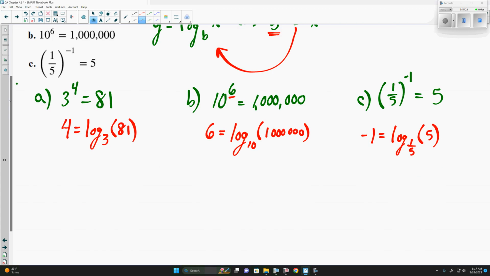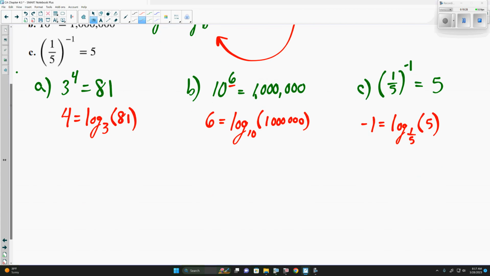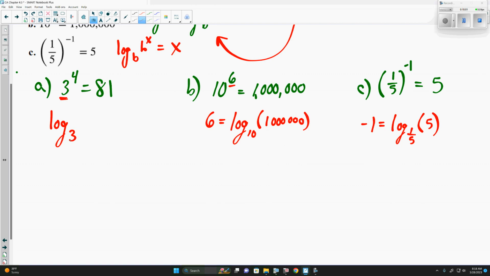Now we can do a similar step for this here. Because one of the properties that we just saw, log base b of b to the x is x. If the base and what's inside match up, we'll just get x. So here, the base attached to that exponent is 3. So I'm going to apply log base 3 to both sides.